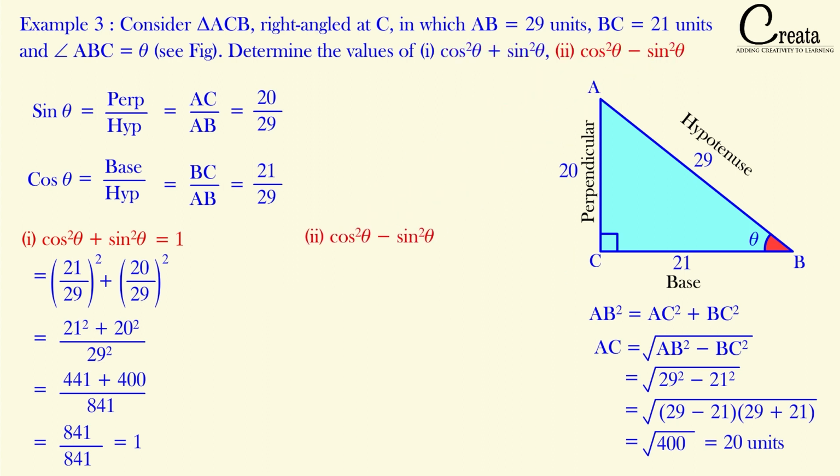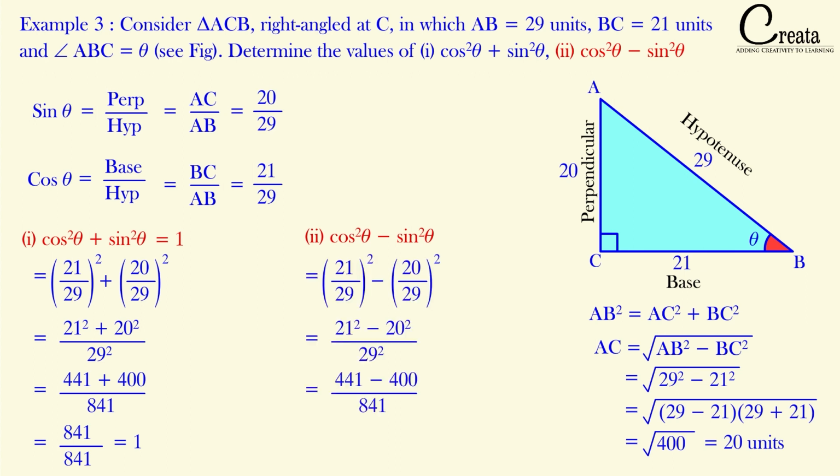We have to find cos square theta minus sin square theta. We know cos theta, we know sin theta. Let's put the value. We got our answer as 41 upon 841. So again, we are also given a hint, that is cos square theta minus sin square theta does not involve any of the formula. Only the formula is the part 1. Got it?